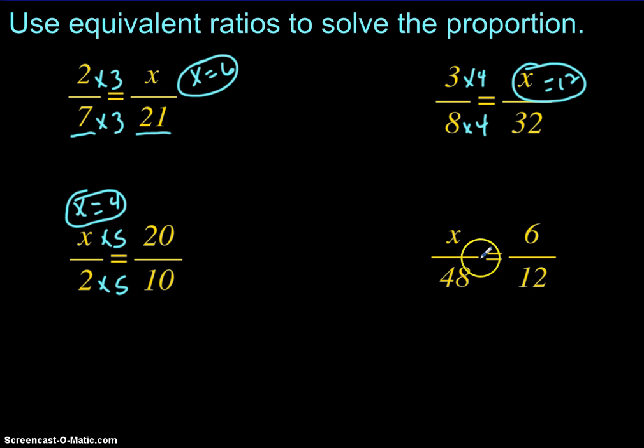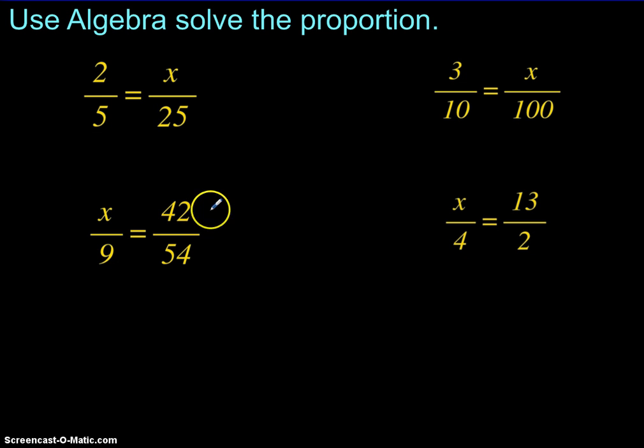Let's look at this one. This is the x. Let's go this direction. 12 goes into 48 how many times? Well, 4 times. So 6 times 4 must be what x equals, which is 24. Okay, pretty simple stuff.